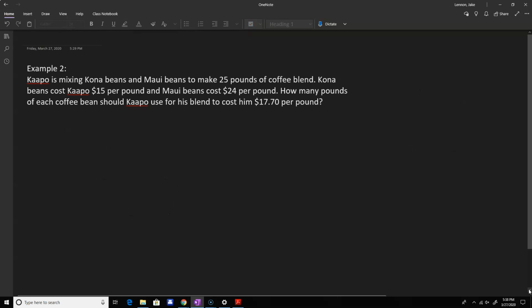So this next one, we're mixing two types of coffees to make a blend. So we kind of have the weight of the coffee and the cost of the coffee. So we'll have two equations there. So we have Kona and Maui beans. So let's let K be the weight of the Kona coffee used in the blend. And let's let M be the weight of the Maui used in the blend.